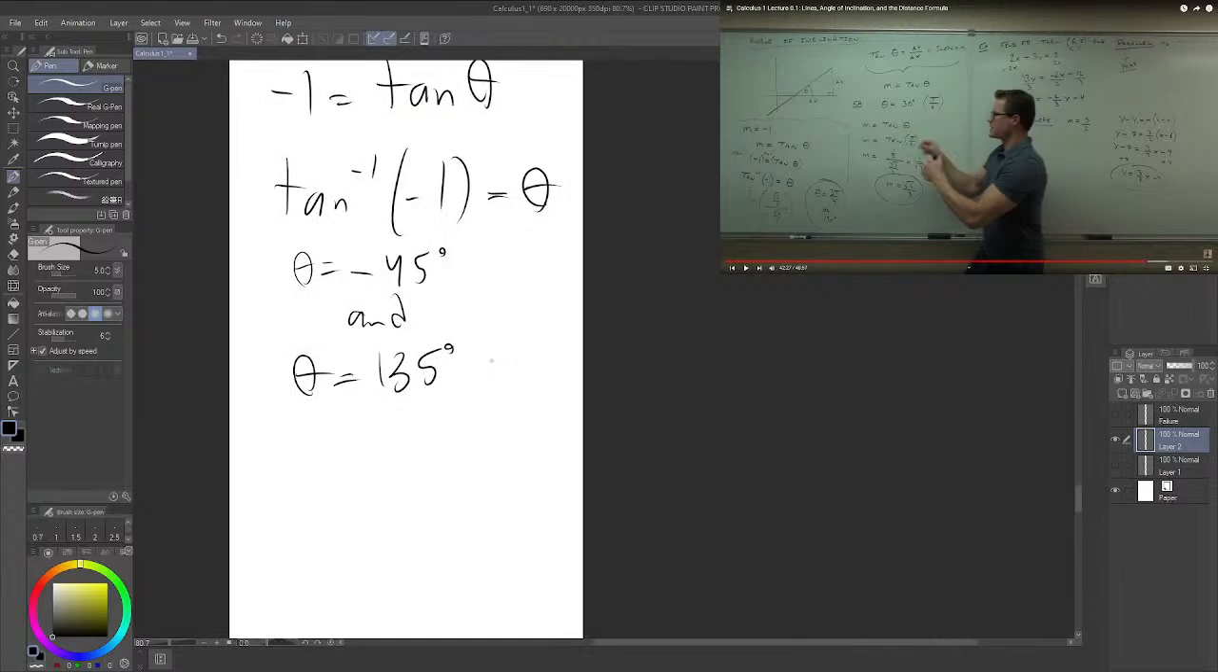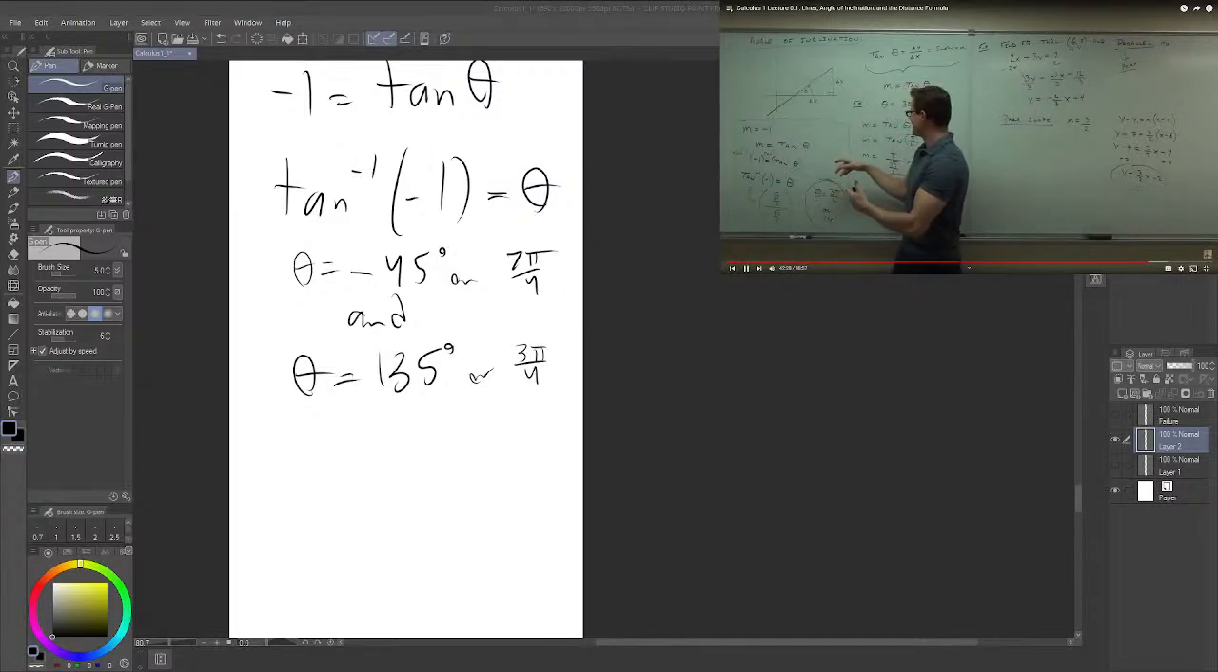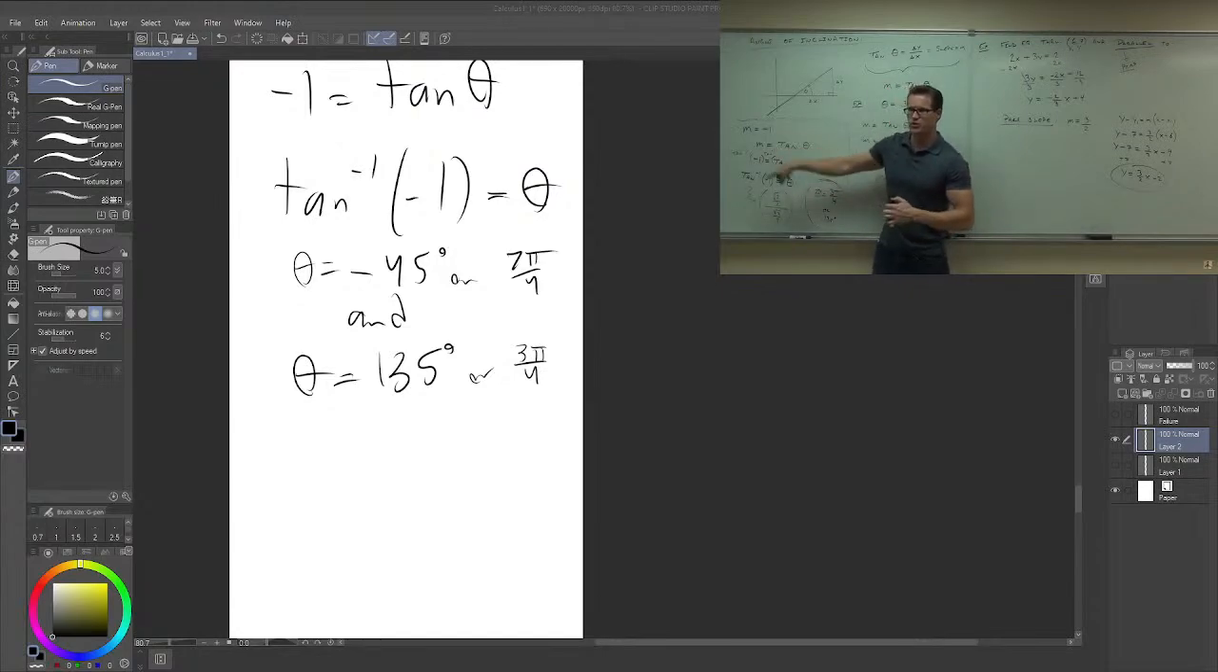135 degrees, and what are the radians? For negative 45, it's 7 pi over 4. For 135, it's 3 pi over 4. We can find angles from slopes. I'd say that this one's probably a little bit more tricky for you because you're going to actually have to do a little bit of work on it.